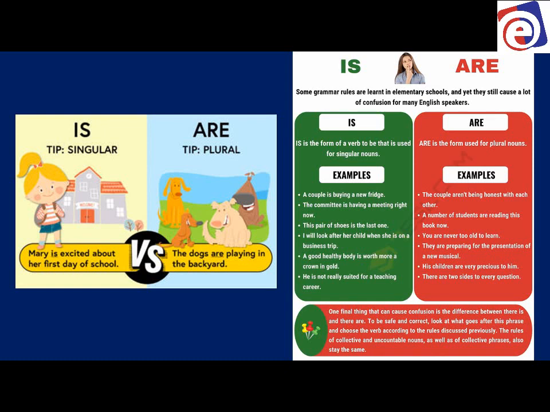And for are, the couple aren't being honest with each other. Aren't means are not. The couple, speaking of two, plural. Notice, a couple is buying, it's talking about one couple, that's singular. The couple is speaking about both of them, the two people. The couple aren't being honest with each other. It's a plural sentence. A number of students are reading this book now. A number of students are reading, plural, more than one student.